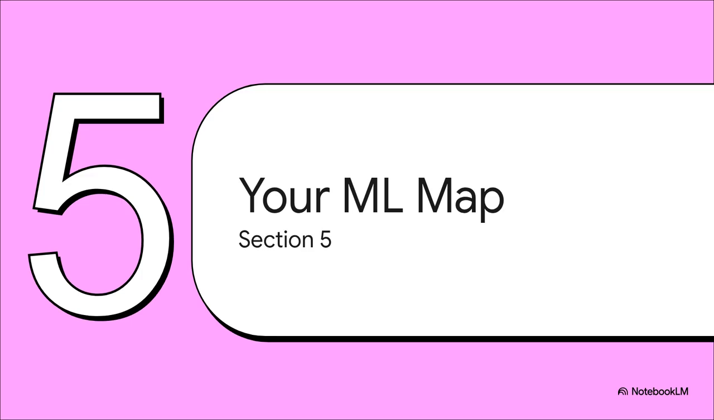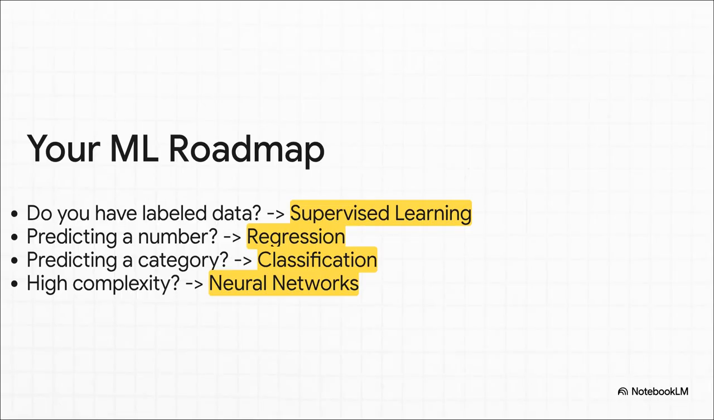We've gone from the very basics to different kinds of learning and even peeked inside the toolkit at a few key algorithms. So now, let's put it all together and look at that finished map we've been building. This is it. This is your roadmap. It's a simple little decision tree. You just start with your problem and ask these basic questions. Do I have the answers labeled in my data?